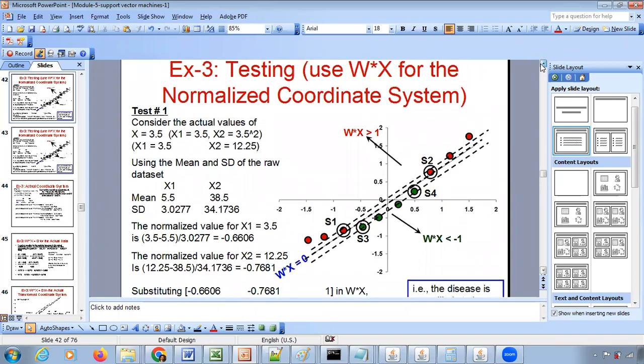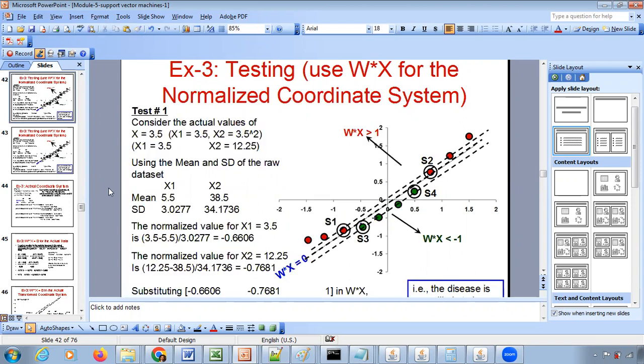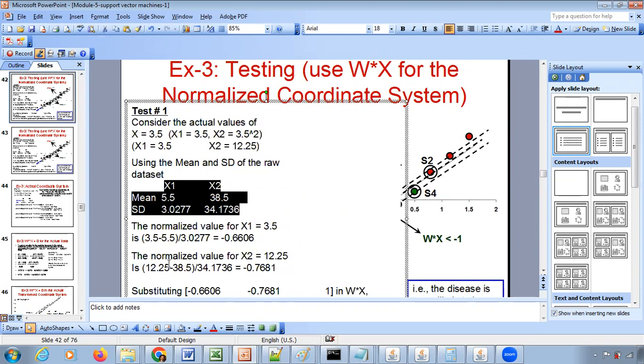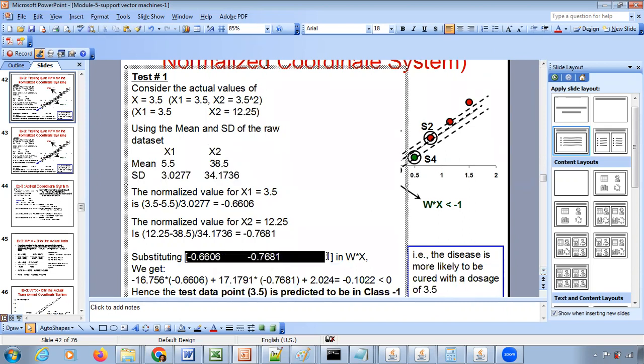Before we do the normalization of the test data point, we need to add the new feature x2, because x1 is 3.5, but x2 is the dosage square. The square of the dosage 3.5 is 12.25. So these are our raw data x1, x2, and using their mean and standard deviation, we need to normalize them. And this is the normalized data point. Add a 1 as part of the bias.